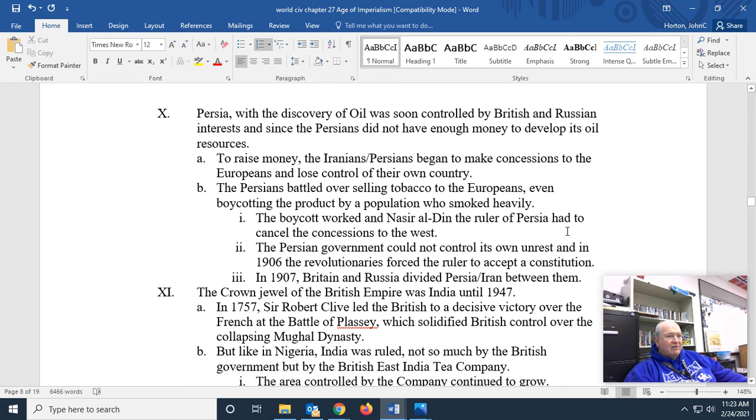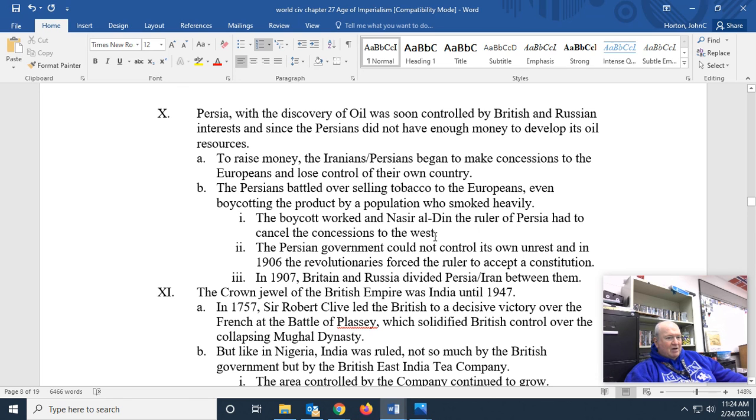Persia, with the discovery of oil, was soon controlled by British and Russian interests, since the Persians did not have enough money to develop their oil resources. To raise money, the Iranians, Persians, began to make concessions to the Europeans and lose control of their own country. The Persians battled over the selling of tobacco to Europeans, even boycotting the product by a population who smoked very heavily. The boycott worked, and Nasr al-Din, the ruler of Persia, had to cancel concessions to the West.